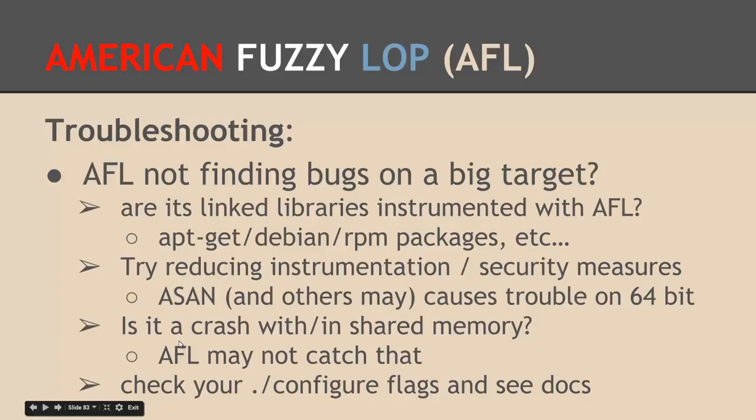And AFL, I've found, has problems catching crashes that occur in shared memory. So if you are trying to test it with a file that definitely causes a seg fault, but it occurs in some shared memory region, then that may be the reason why AFL is not behaving properly. And finally, make sure to double check your configure flags and see the documents for any notes on your target binary and what you're trying to instrument it with.